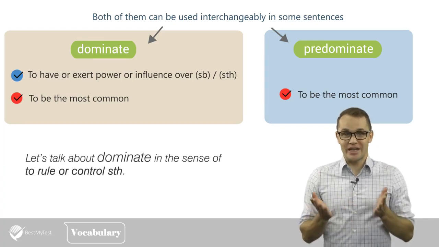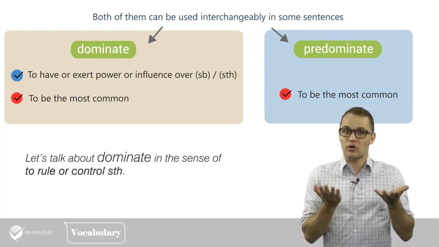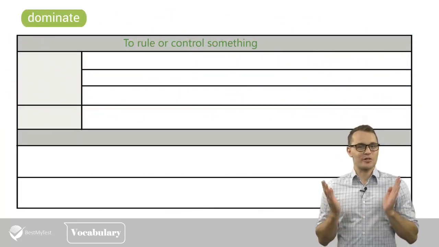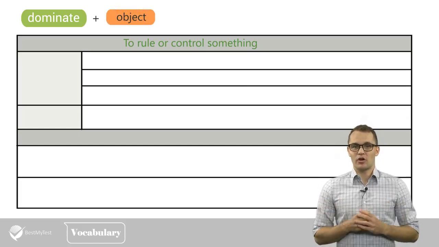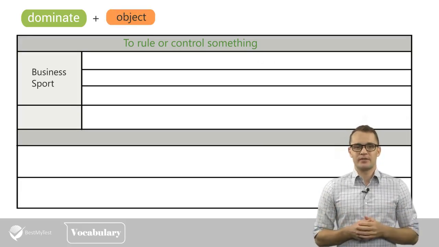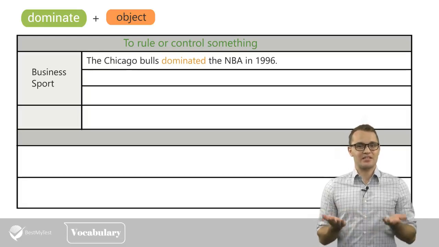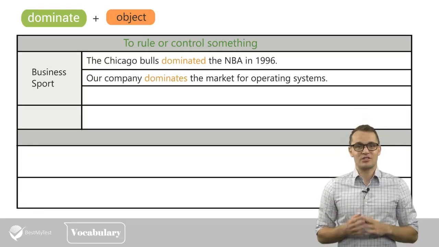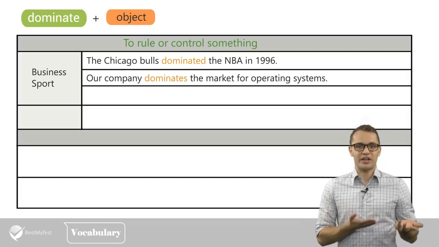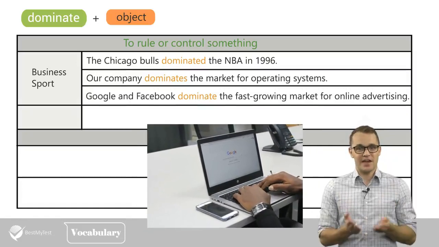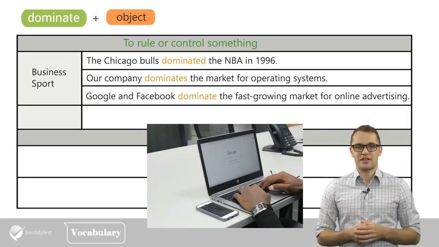Let's talk about dominate in the sense of to rule or control something first. Dominate is almost always used with an object. We often see it used in business and sports. Let's have a look at some examples. The Chicago Bulls dominated the NBA in 1996. Our company dominates the market for operating systems. Google and Facebook dominate the fast-growing market for online advertising.